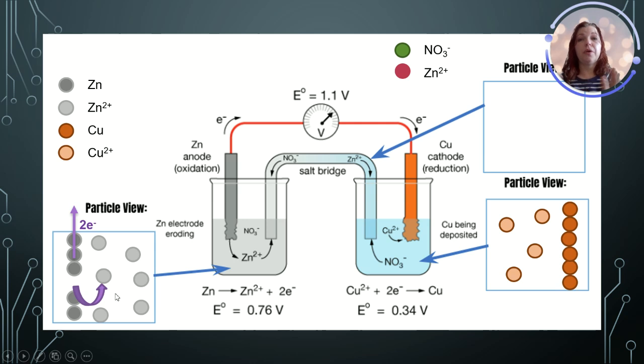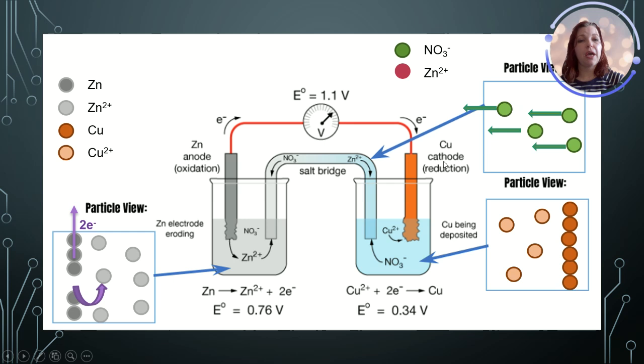Let me say that again. Your electrons travel through the wire. Electrons do not travel through the salt bridge. Electrons travel through the wire. Ions travel through the salt bridge to balance the charge in the half cells, which we'll look at here. So because we have a positive charge that is accumulating in my oxidation half cell, we need to have negative ions that travel in that direction to balance your charge.